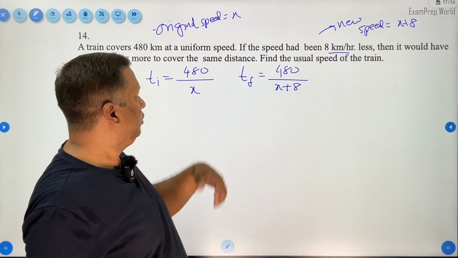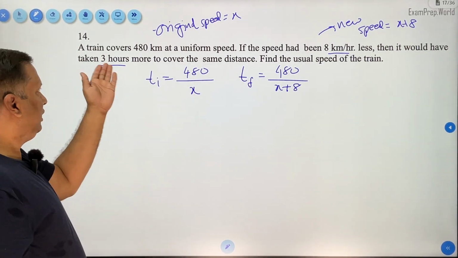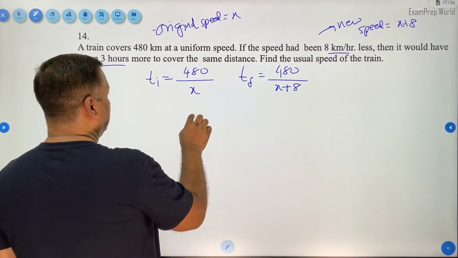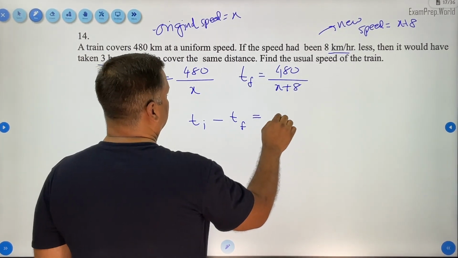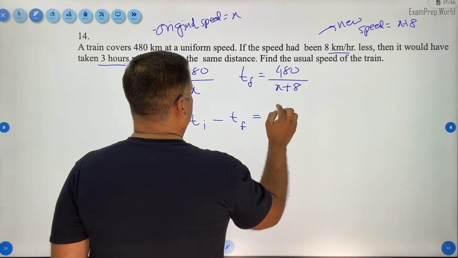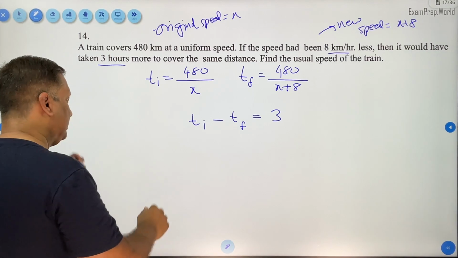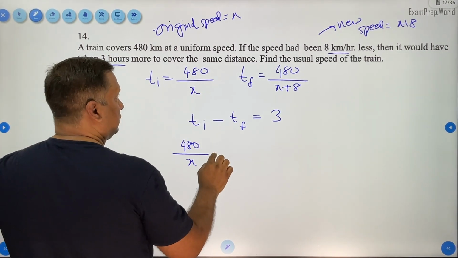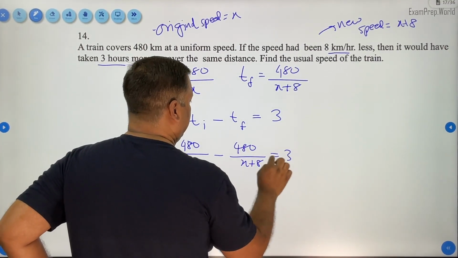What is the difference between the two times? 3 hours. Original time takes 3 hours more. This is 3 hours less. So I will write T initial minus T final is equal to 3. So that's my expression. Now input these values: 480 divided by x minus 480 by x plus 8 equals 3.